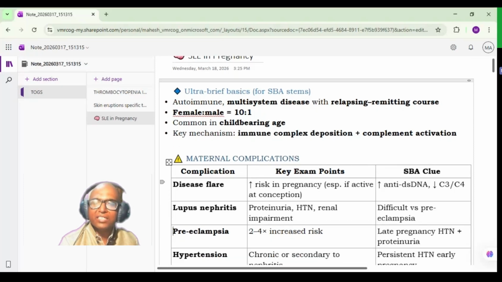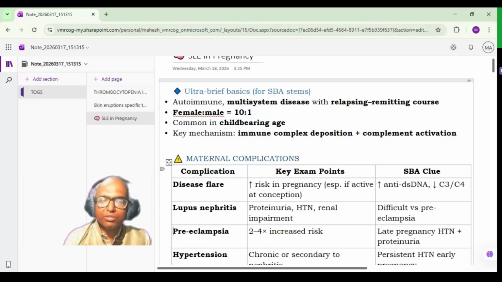There is an increased risk in pregnancy, especially if the disease is active at the time of conception. So during pregnancy, this SLE can flare. If at the time of conception the disease is active, and the antibody like anti-dsDNA is raised, or there is a decrease in complement level, there is a possibility of disease flare.